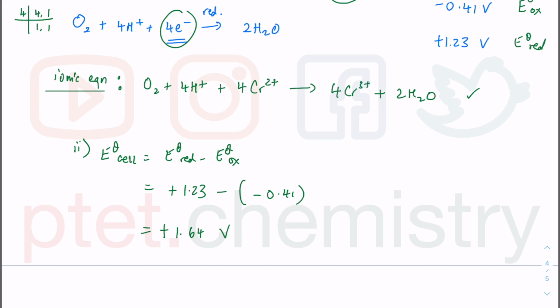And as you could see, this is greater than 0. So the E cell is greater than 0. So this is feasible, and this is a spontaneous reaction, and this will happen. That's why chromium 2 plus aqueous will get oxidized in air to chromium 3 plus, which will give you the green coloration if you just leave it in air naturally. That's the end of that 15 mark first question on transition metal chemistry.